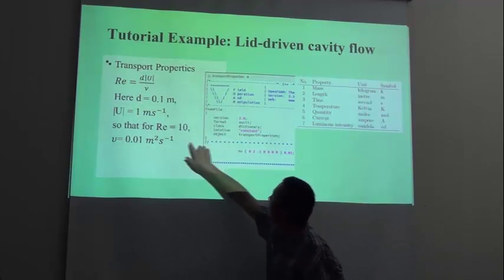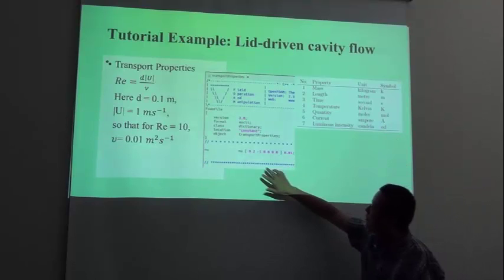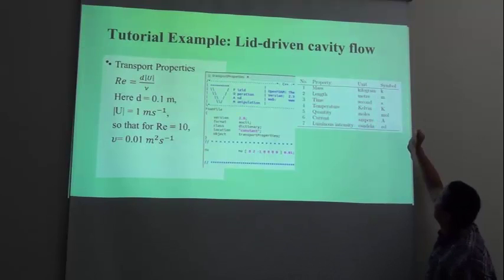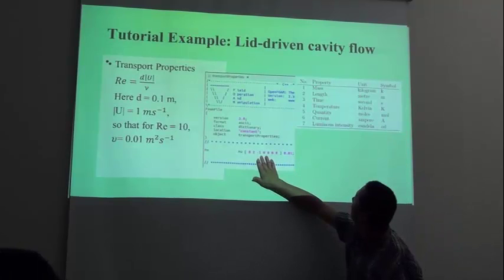And when you set up the properties, one issue is you have to understand the units. The units are this one. The first one is mass, then length, then time, temperature, and so on.